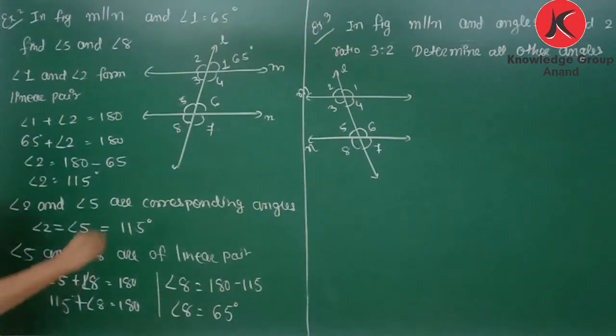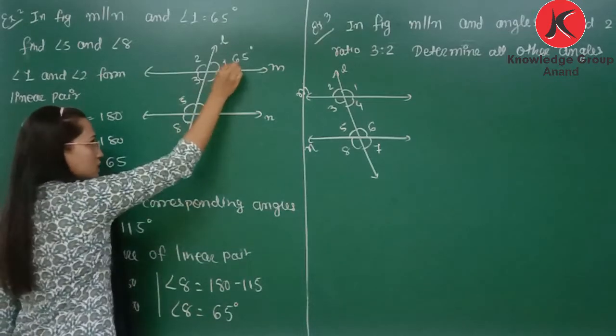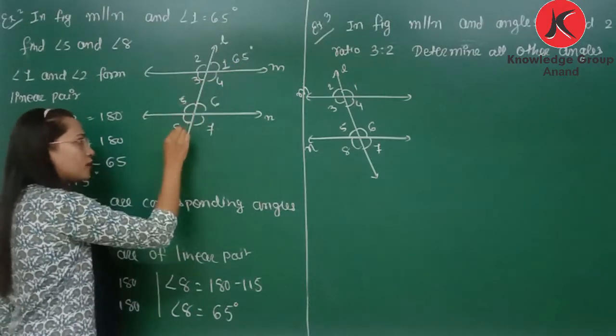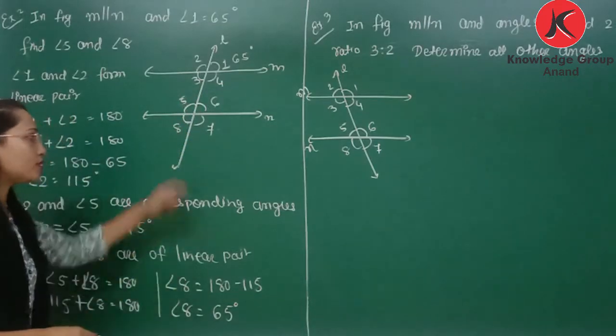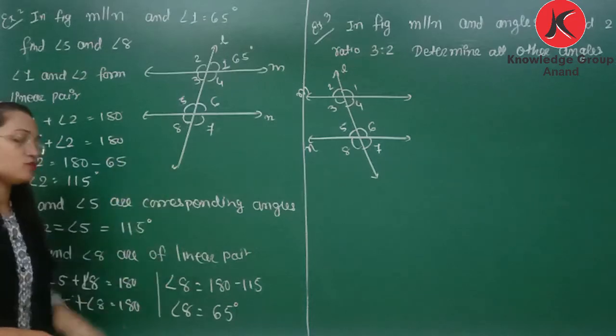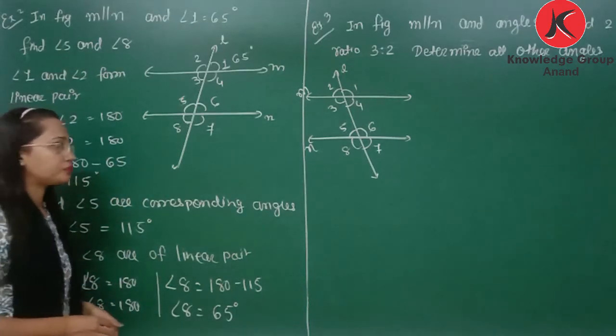Or you can use vertically opposite angles. Angle 1 is 65, so angle 3 is also 65. And angle 3 is 65, then angle 8 is also 65. Reason? Corresponding angles. That method you can use, or you can use the method of linear pair. Both will give the same answer.